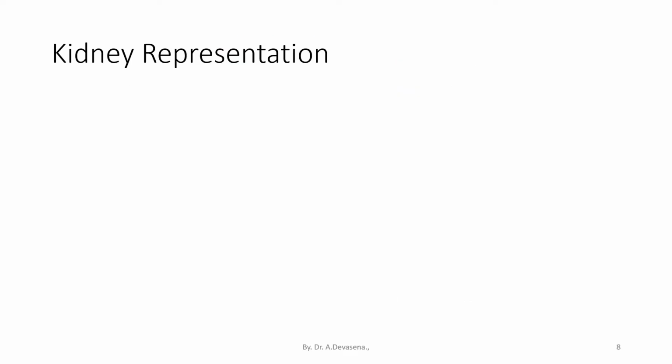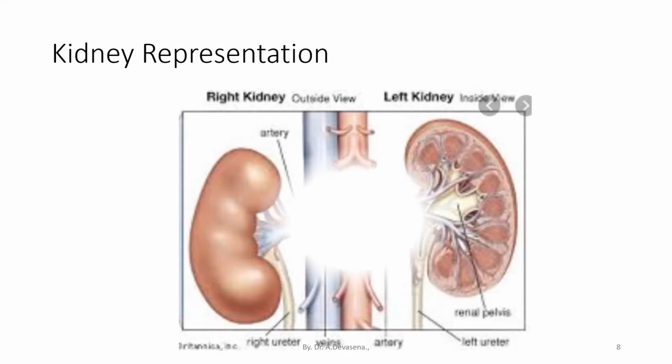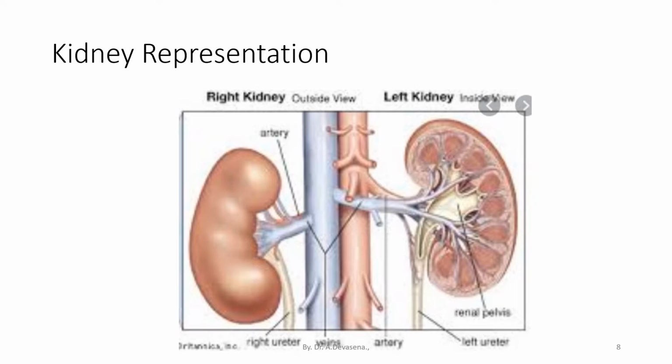Kidney representation is shown here. In this diagram, we are seeing the right side kidney as well as the left side kidney, and we are viewing the outside view as well as the inside view of the kidney. The blue color indicates the impure blood that is carried to the kidney, and the red color indicates the pure blood that has been purified by the kidney.